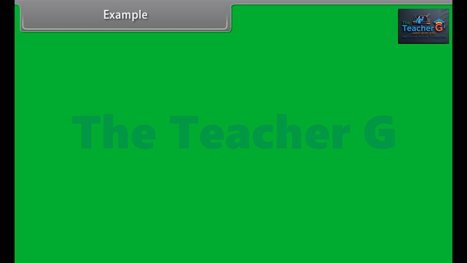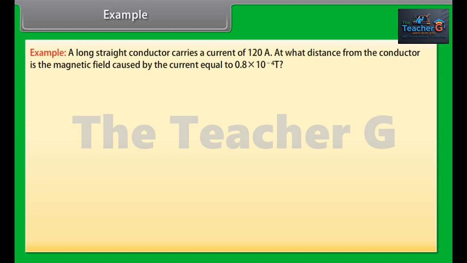Example. Let's take an example on magnetic field due to a current-carrying conductor. A long straight conductor carries a current of 120 ampere. At what distance from the conductor is the magnetic field caused by the current equal to 0.8 into 10 raised to the power minus 4 Tesla? Let's see the solution. Here, the given values are I is equal to 120 ampere, B is equal to 0.8 into 10 raised to the power minus 4 Tesla, mu naught is equal to 4 pi into 10 raised to the power minus 7 SI units.